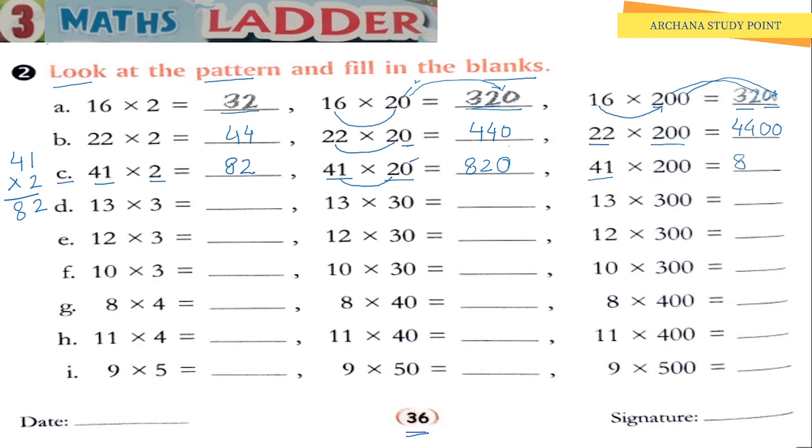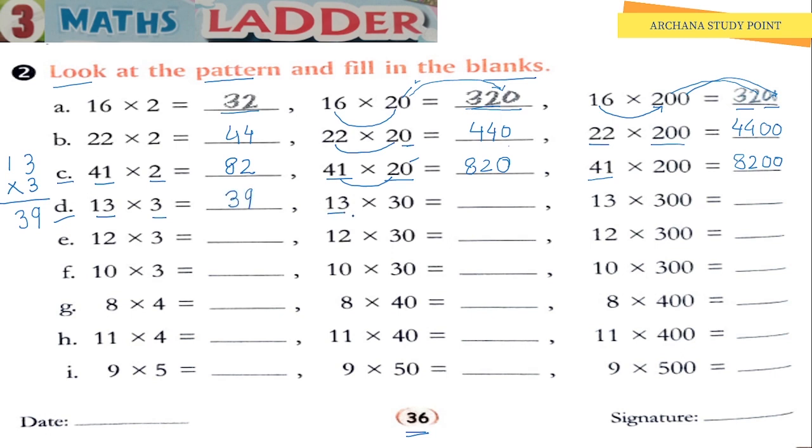I'll again get 82 and I'll put 2 zeros at the back. So the answer is 8200. Now we'll go for the D part. It says 13 multiplied by 3. Again, let's do the calculation. 13 multiplied by 3 will give me 3 ones are 3, 3 twos are 6, 3 threes are 9. And now 3 multiplied by 1 will give me 3. So the answer is 39.